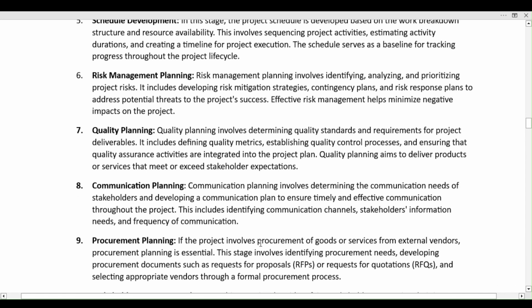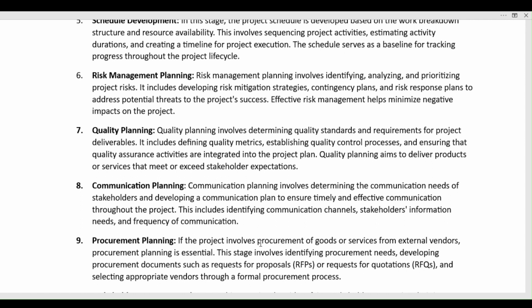Seventh one is quality planning. So quality planning involves determining quality standards and requirements for the project deliverables. It includes defining quality metrics, establishing quality control policies, and ensuring that quality assurance activities are integrated into the project plan. So quality planning aims to deliver products and services that meet or exceed stakeholder expectations.